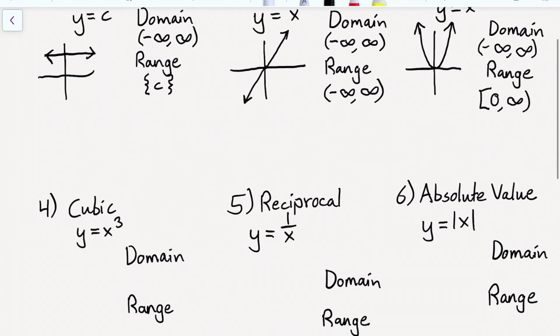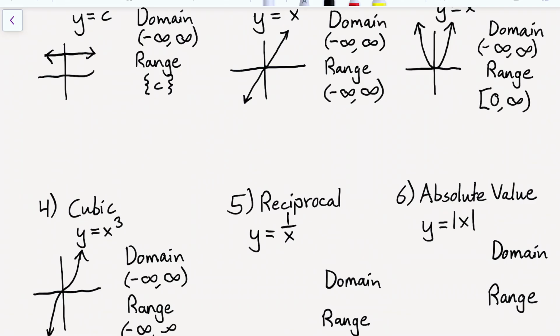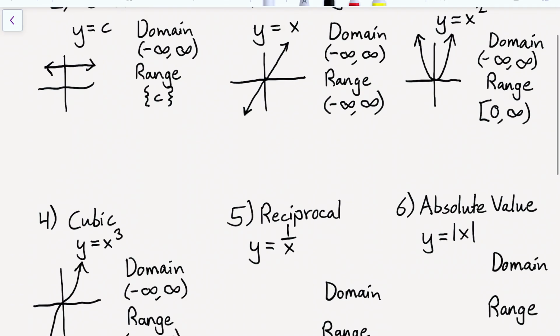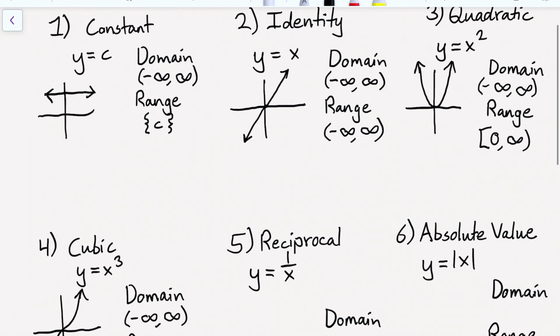Next we have the cubic function, y equals x cubed. This also passes through (0, 0), but it looks something like this. And we can see here that the domain and the range for this function will be from negative infinity to positive infinity.